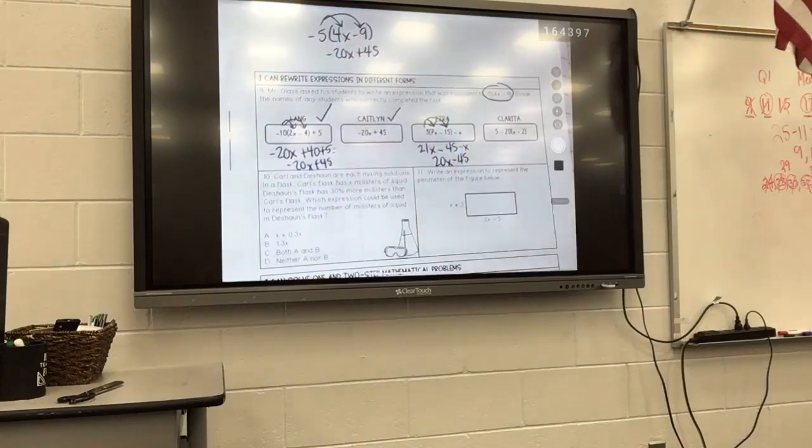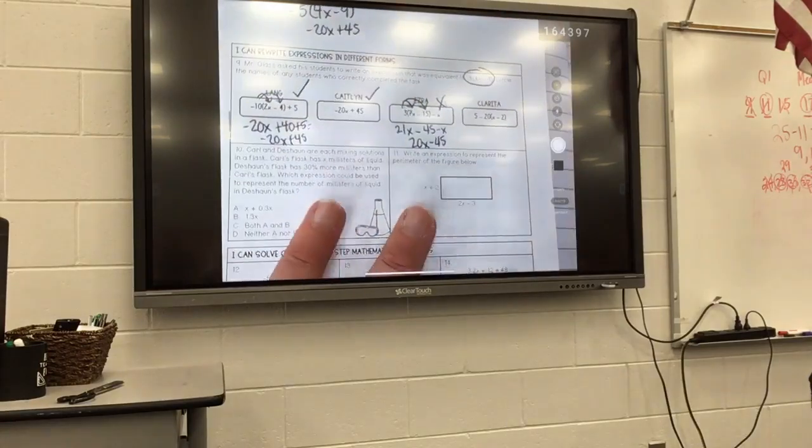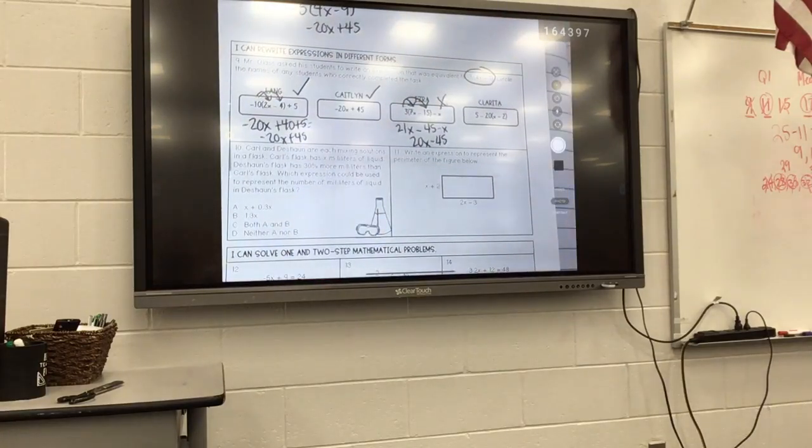That one works too, right? No. Why not? Because it's not a negative 20x. It's the opposite. The whole thing is opposite, right? Because the 45 is also negative when it should be positive. Okay, so that's a no-go. Sorry, dude.